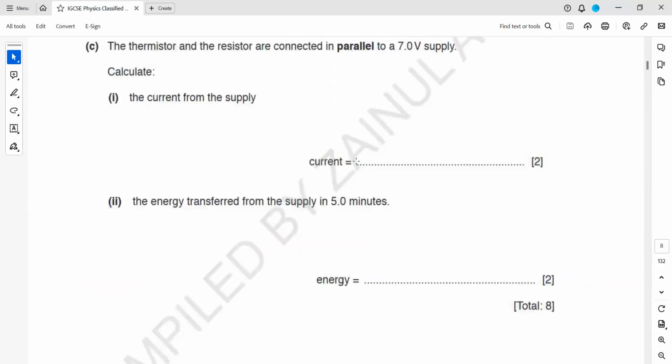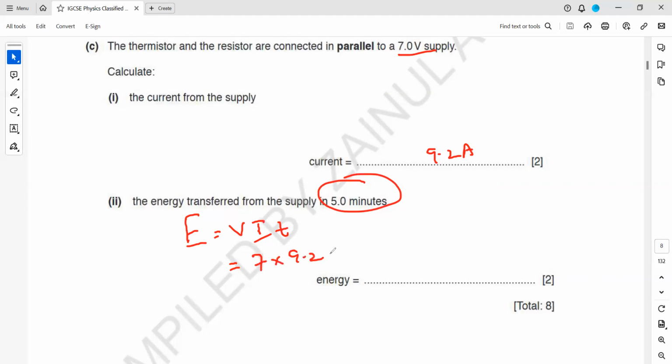Then, the energy transferred from the supply in 5 minutes. Which formula? Energy is voltage times current times time. The voltage of the supply is 7, and the current from the supply is 9.2, which we got earlier. The time is 5 minutes, so we convert it into seconds by multiplying by 60. It will be 19,320, and the unit is joules.